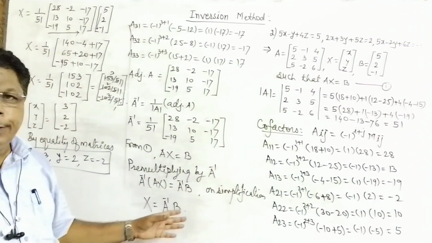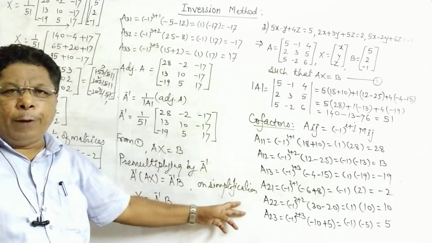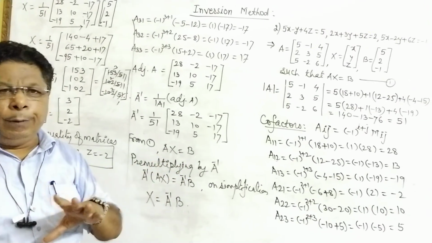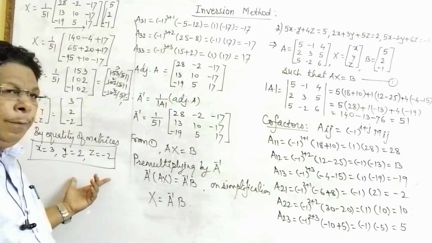Do you understand? This is the inversion method. I am using the adjoint method here to find the inverse. You can use the transformation method also for finding the inverse. The remaining portion is the same. These are the values of x, y and z.